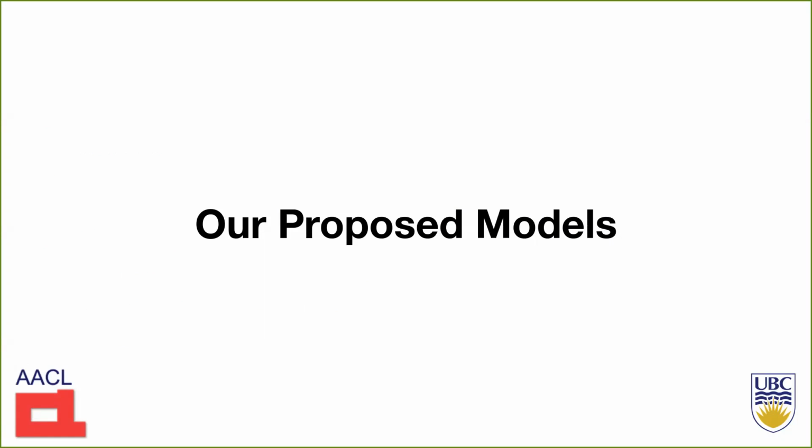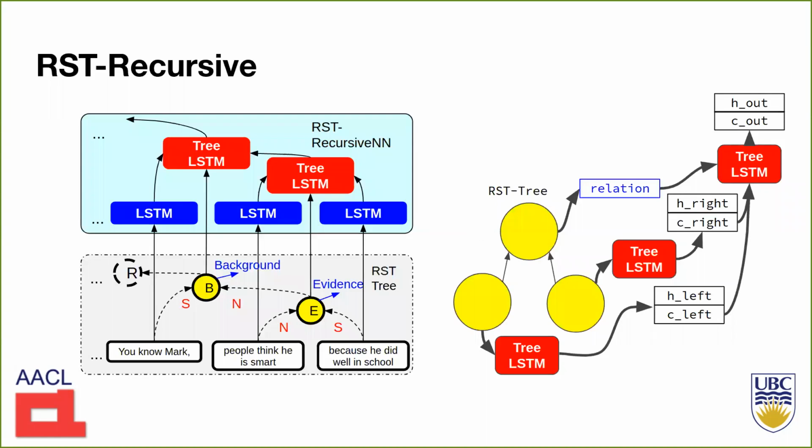Now we propose models that apply the RST tree of a document to evaluate its coherence. First, we use an off-the-shelf RST parser to produce the RST structure shown in the bottom left. Then this tree is encoded into an embedding using a tri-LSTM neural network that traverses the tree bottom-up. On the right, we show how the recursive step is performed.